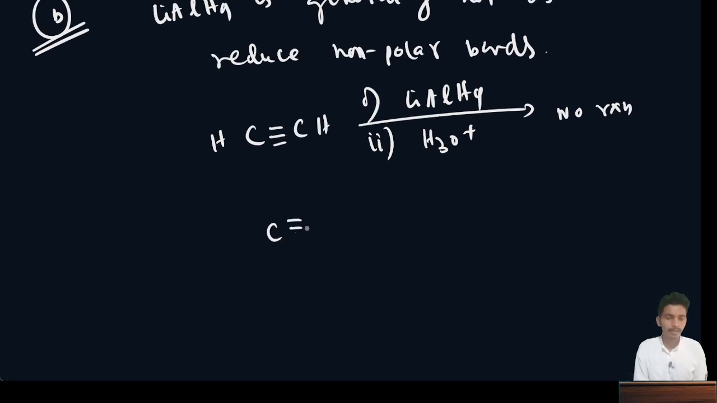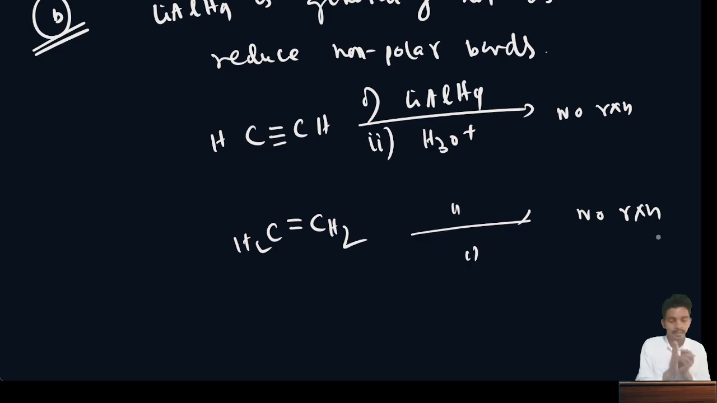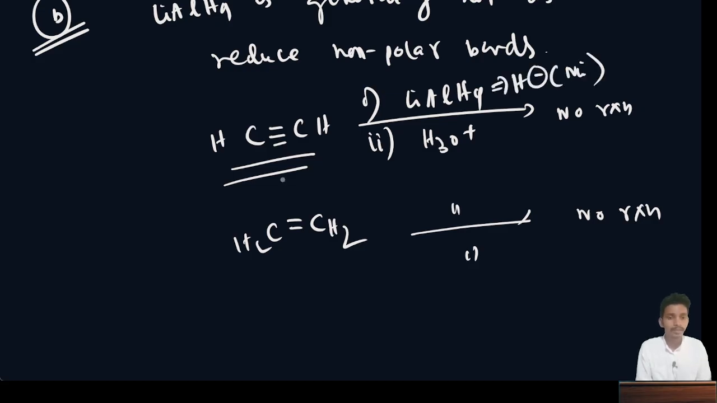Similarly, if we have C double bond C and we give the same reagents, then also we get no reaction. Always, if it is not attached to anything, it's simply double bonds or triple bonds, then if you give this reagent, there will be no reaction. The reason is that H minus is a nucleophile, and the double and triple bonds are also electron rich, so there will be no reaction between electron rich and electron rich.